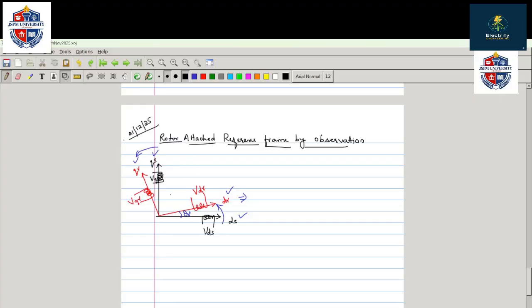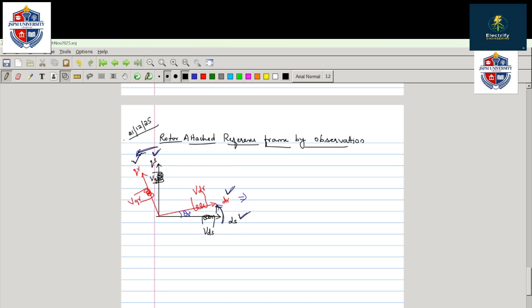So in today's session, we are going to write the electrical machine model in the rotor reference frame through observation. We are going to directly write the equation in the matrix form of the rotor attached reference frame. As I explained already, the red line is the rotor axis, that means dr and qr, and the stator axis will be ds and qs. Now we are moving all the stator variables to the rotor.